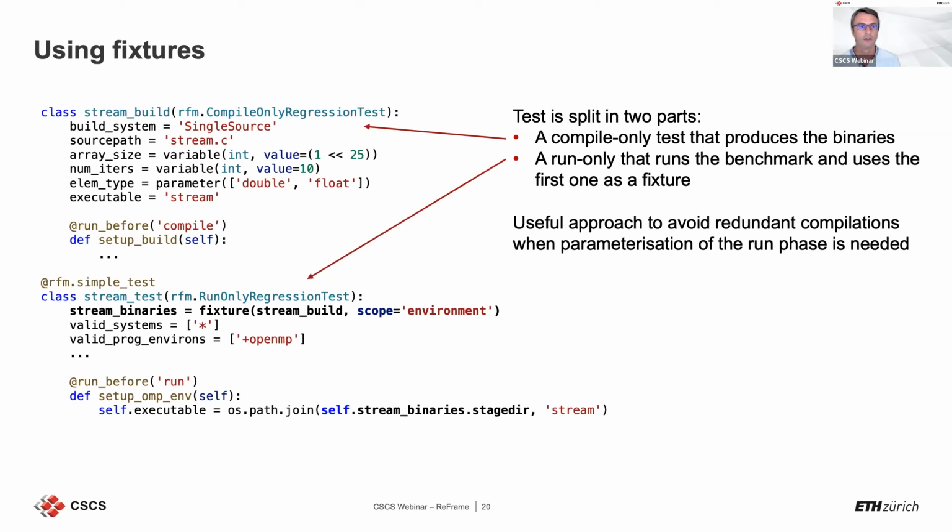So in this case, what we're going to do is basically split the test in two. We have the stream build. It's a simple ReFrame test, except that it doesn't have the decorator. It could have it, but we don't want to run it independently.